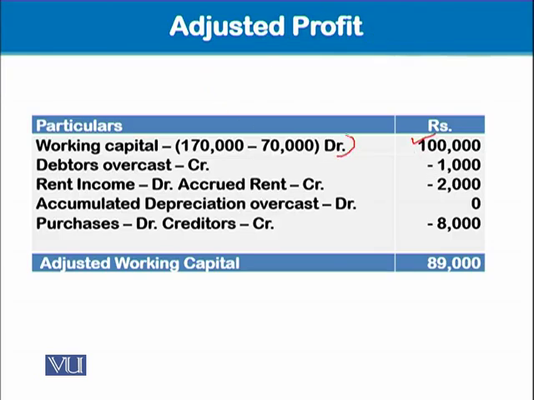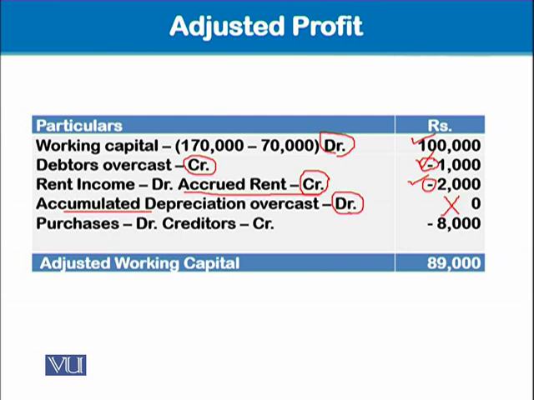And this is debit in nature, we have already discussed. Debtors were overcast, and when we will rectify it, we will give credit to debtors, and credit means it will cause a decrease in the working capital amount. Well, and rent income debit, it is a nominal account, but this rent accrued is our working capital item. This working capital item is being credited. Yes, it will also be reducing our working capital. So accumulated depreciation, as we have already discussed, is not a working capital item, so it will not affect our working capital.